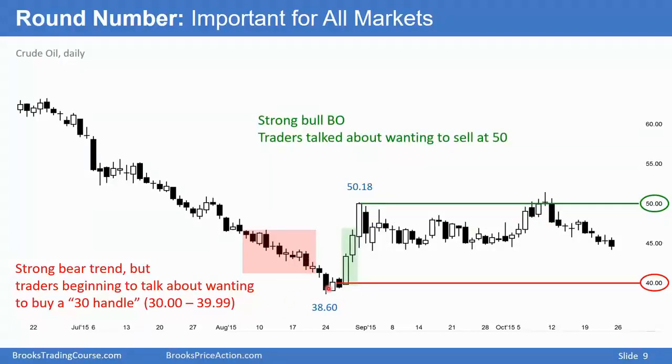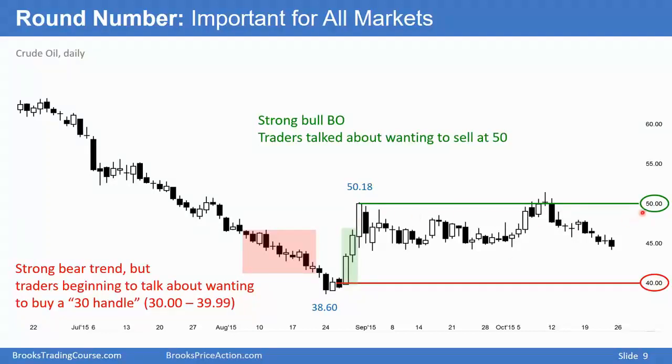And traders bought as soon as it had a 30 handle. It fell a little bit below 40, and they bought strongly. And then look what happened when it got up to a big round number, 50. It went a little bit above, and it sold. So the traders who bought at 40, a lot of them took profits around there.